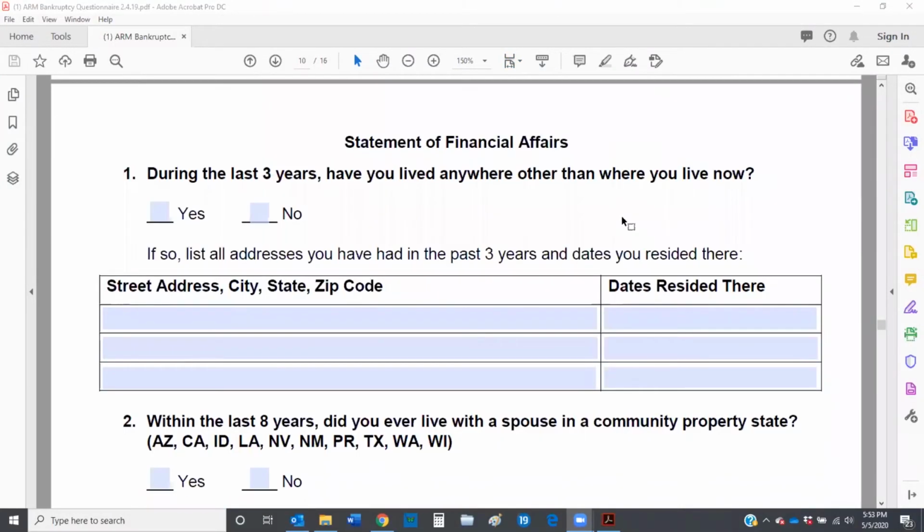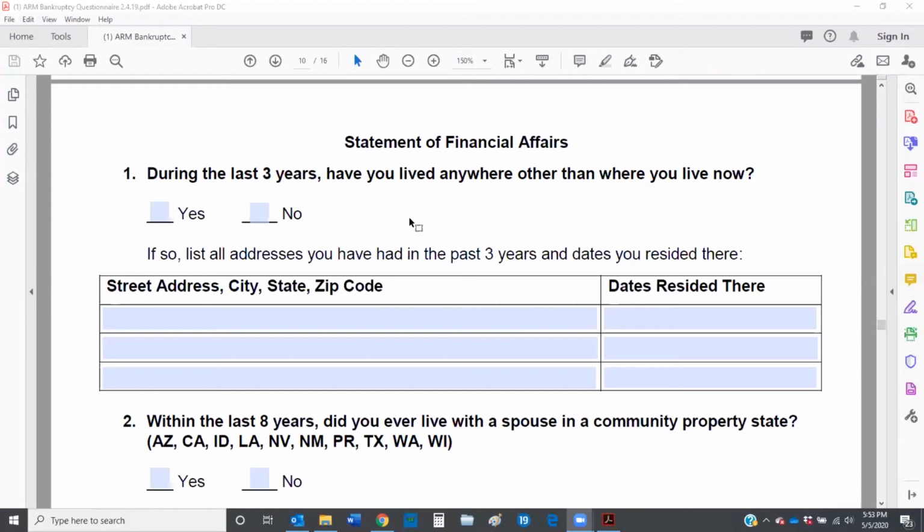The next section we're going to talk about is the statement of financial affairs. In this section, it's going to ask a lot of questions about your finances and your situation during a certain time period. Each question is going to ask something like, during the last 3 years, or within the last 8 years. It's important you look at the timeline as well as what the question asks when you're filling it out.